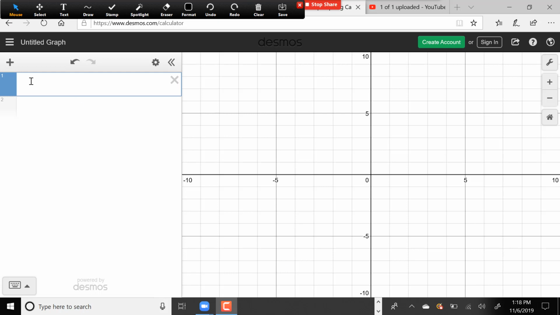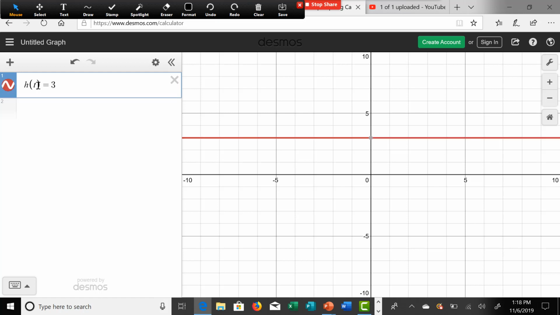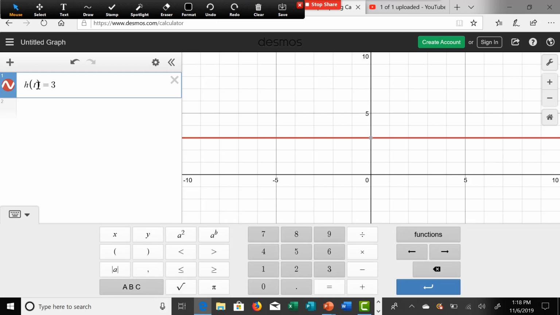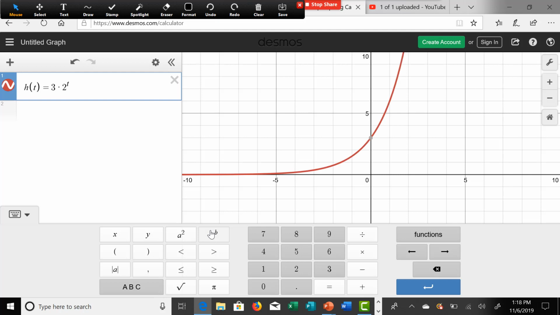Now that we're in Desmos, let's go ahead and type in our function, and we'll do h of t equals, we had 3 times. Now we could do parentheses for multiply, or you can use your keyboard and do times there, and it'll put a dot in there for you. And then 2, and then you use your A to the B button, and then t. Notice Desmos is fine if I use the letters from our equation. And then I wanted to know when this hit 50. So that's going to be when y equals 50.